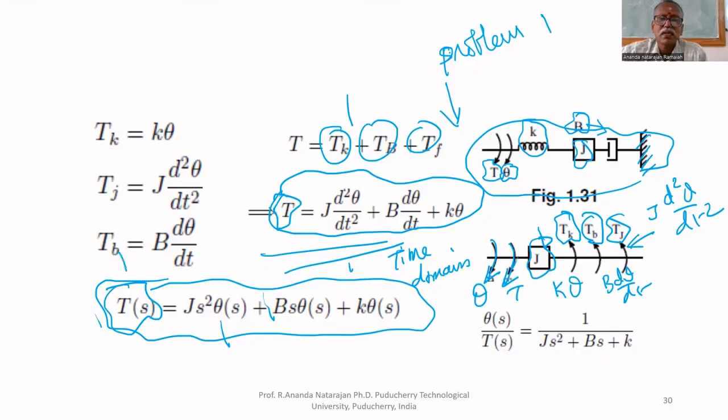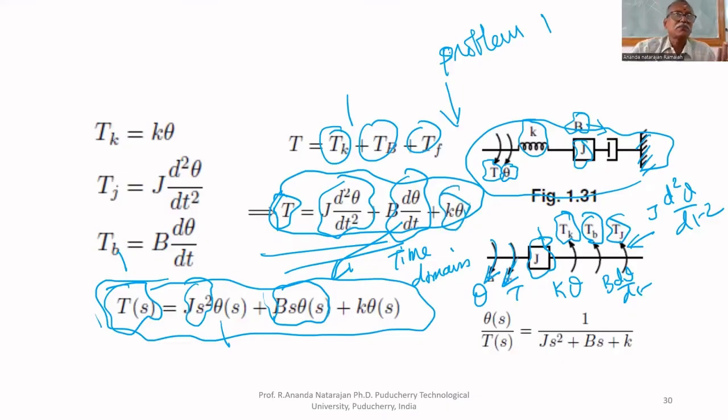If you write the Laplace transform of J d square theta by dt square, assuming zero initial condition, it is J S square theta of S. B d theta by dt, if you write the Laplace transform, assuming zero initial condition, is B S theta of S. K theta, if you write, is K theta of S. Theta is the output. Displacement is the output.